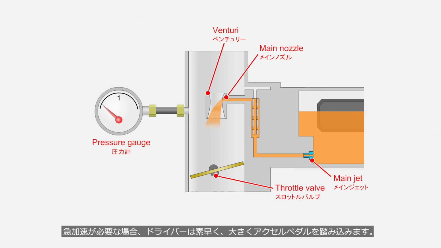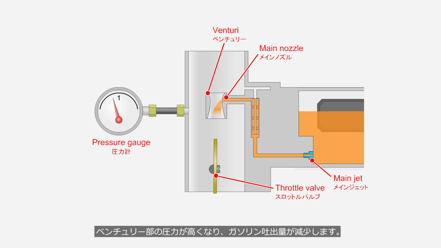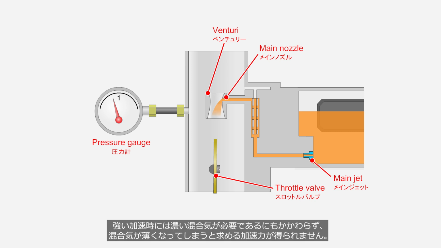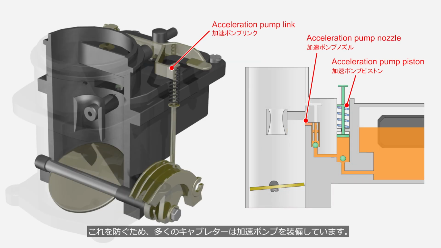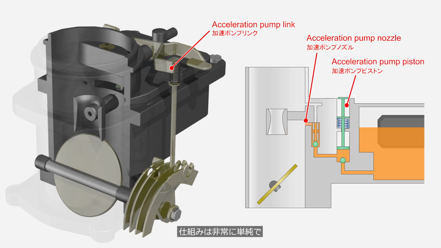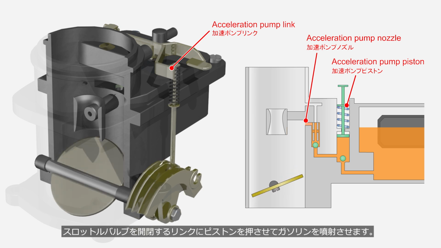When rapid acceleration is needed, the driver quickly and firmly depresses the accelerator pedal. When the engine speed remains constant, in other words, when the amount of intake air does not change but the airflow path widens, the pressure in the venturi section increases and the fuel discharge decreases. Even though a rich air-fuel mixture is needed during strong acceleration, if the mixture becomes too lean, the desired acceleration power cannot be achieved. To prevent this, many carburetors are equipped with an accelerator pump. The mechanism is very simple. The piston is pressed by the linkage that opens and closes the throttle valve, causing fuel to be injected.